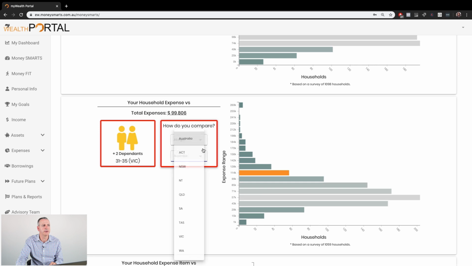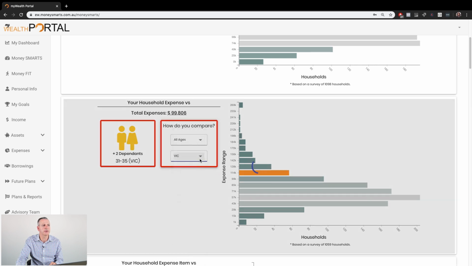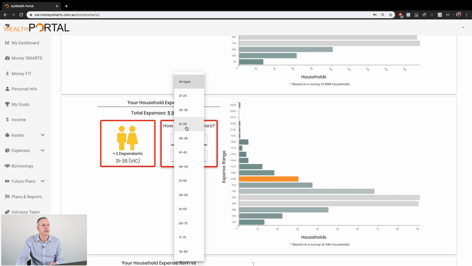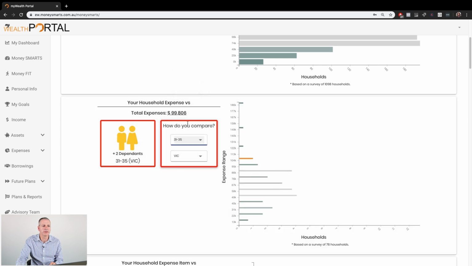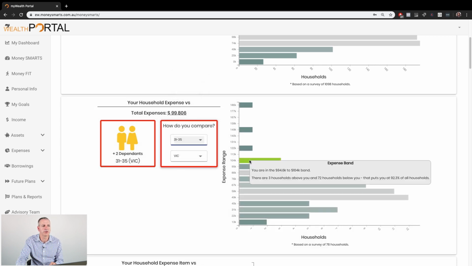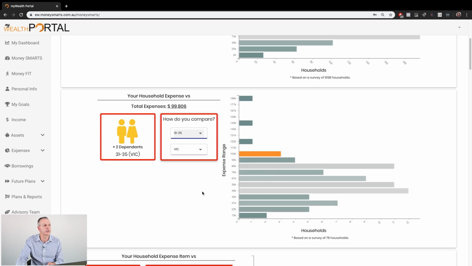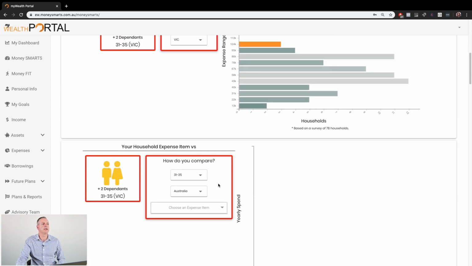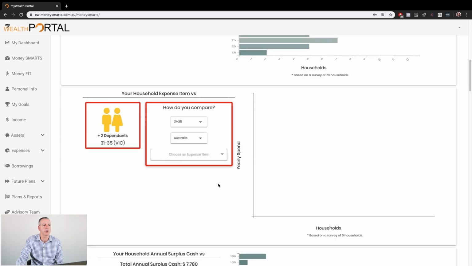If they want to go down into their own state, and also pick their own age bracket, you can then start to see exactly where they sit in terms of the analysis of the households that we've got on the platform in regards to MoneyFit. Now, this one here is quite interesting, right? This is where we start to get into the granular level.